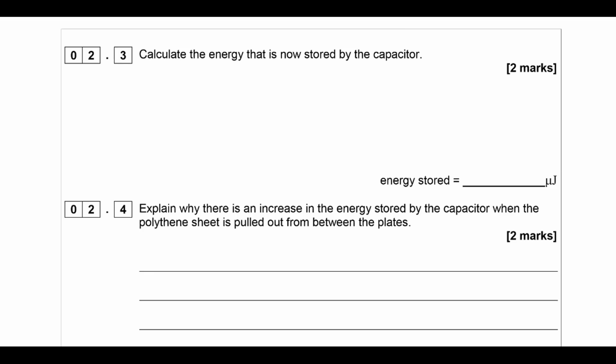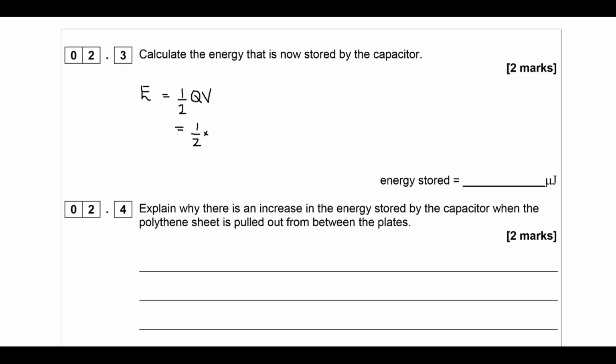So it says calculate the energy that's now stored by the capacitor. So we said the charge stays the same, but the potential difference is now increased. So we've got the potential difference is 80.5.